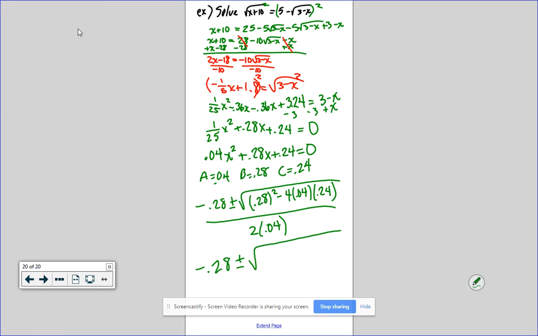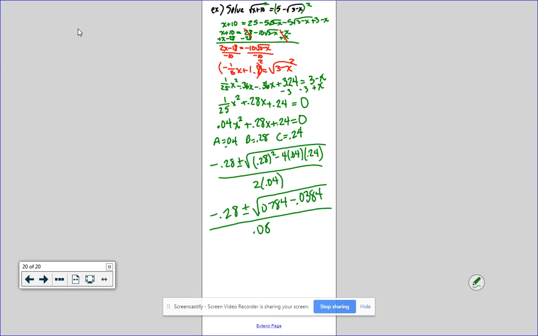What's 0.28 squared? Anybody have their calculator? No? No idea, Kyle. 0.0784. Minus 4AC, which is 0.0384. Yes, this is all one problem. All over 0.08.